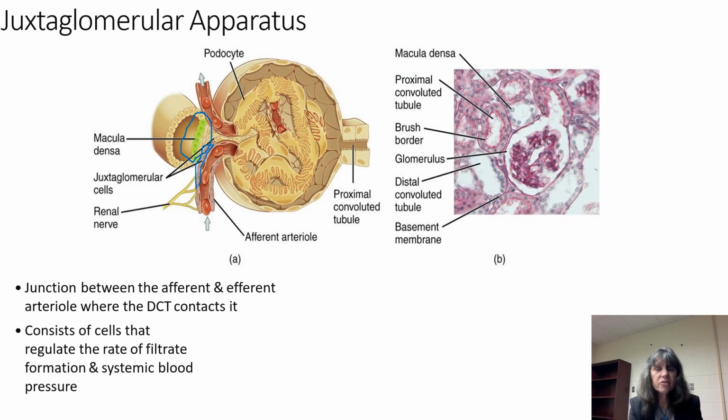And the renal nerves from the celiac plexus. So those are all going to play a role in the flow of blood through the glomerulus itself. Remember that the juxtaglomerular apparatus is that junction where we have a bunch of cells where the afferent arteriole comes into the glomerulus and the efferent arteriole leaves the glomerulus. And again, these cells are going to be very important in regulating the rate of filtrate formation as well as systemic blood pressure.